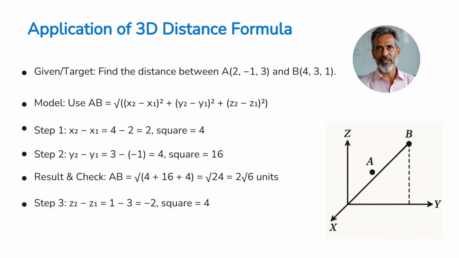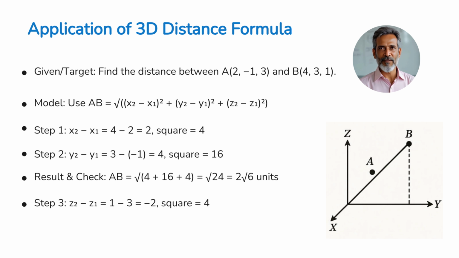Suppose we want to find the distance between point A at coordinates 2, -1, 3, and point B at 4, 3, 1. Step 1. Calculate the difference along the x-axis. That is 4 minus 2, which equals 2. Squared, this becomes 4. Step 2. Along the y-axis, subtract the y-coordinates: 3 minus -1, which is 3 plus 1, equal to 4. When squared, that is 16.